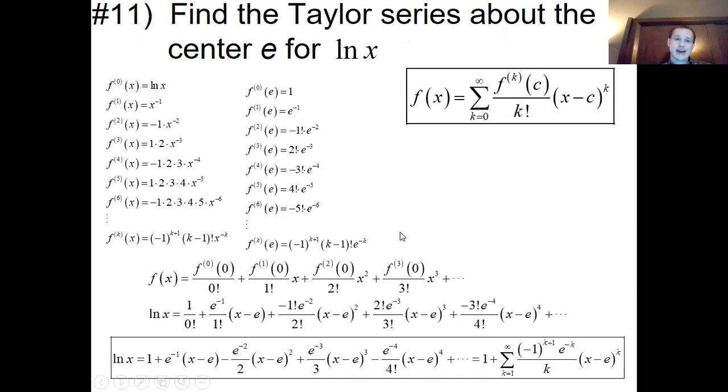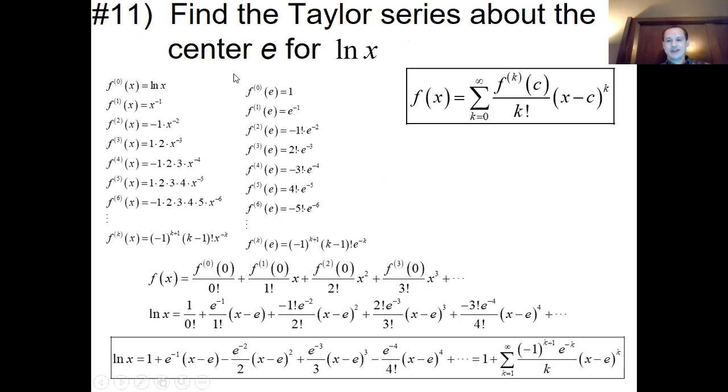So there is that. Now here's a freebie from your homework. Okay, this is number 11. This is always a tricky one, so I like to do this one right here. Find the Taylor series about the center e for natural log x. So again, Taylor series, not a Maclaurin series because the center is not 0. The center is e, but nonetheless the pattern is the same.